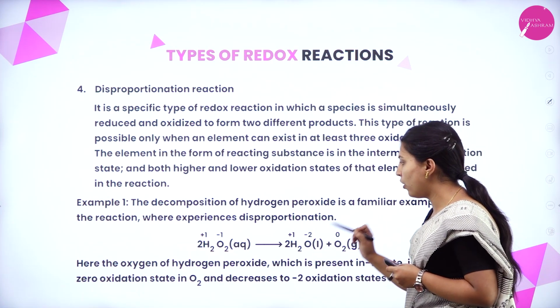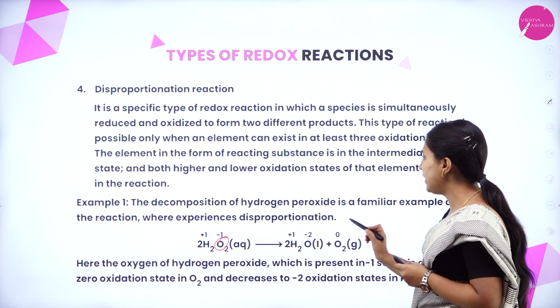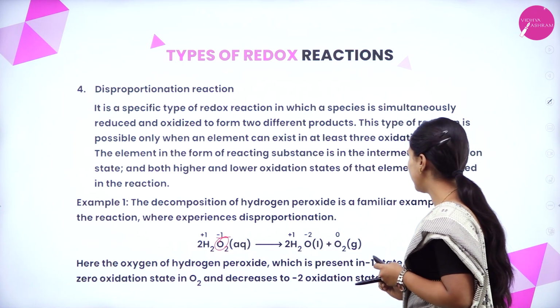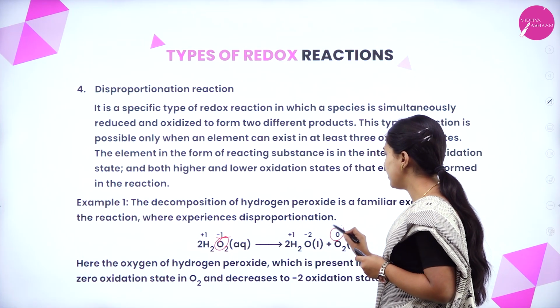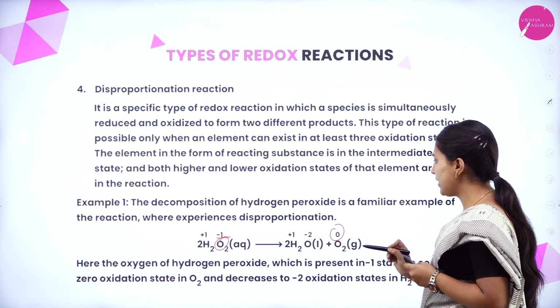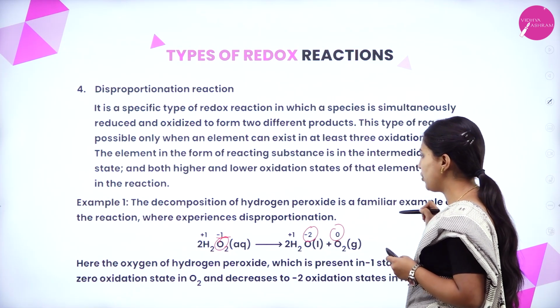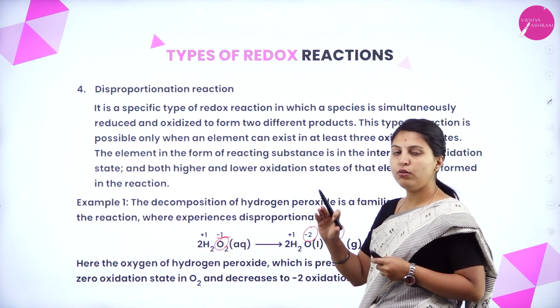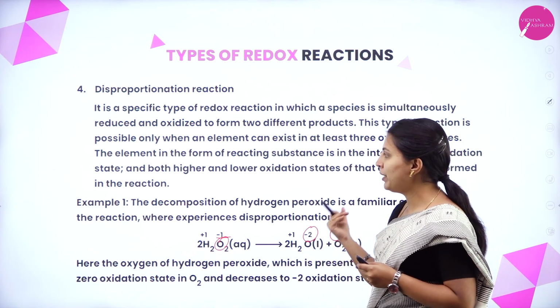The oxygen of hydrogen peroxide, which is present in the -1 oxidation state, is converted into the 0 oxidation state in O2 and decreases to the -2 oxidation state in H2O. This is how disproportionation will be observed.